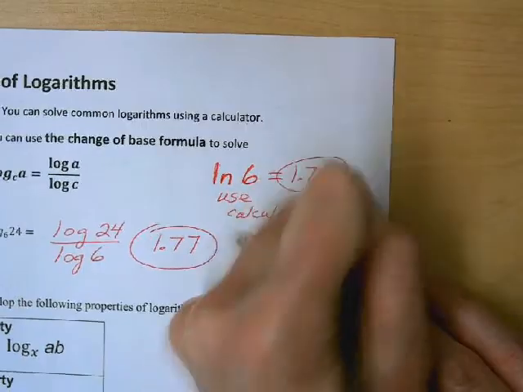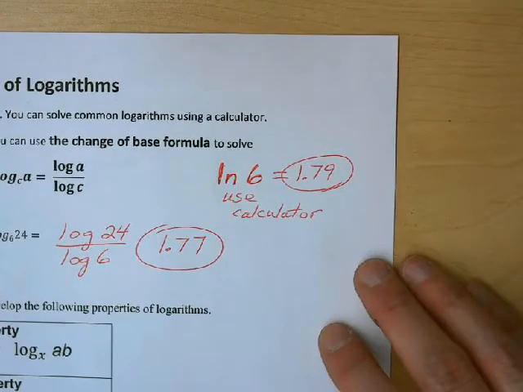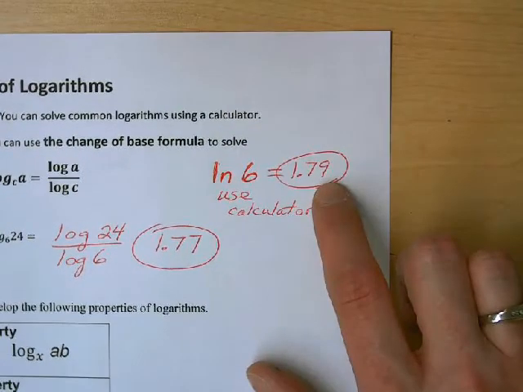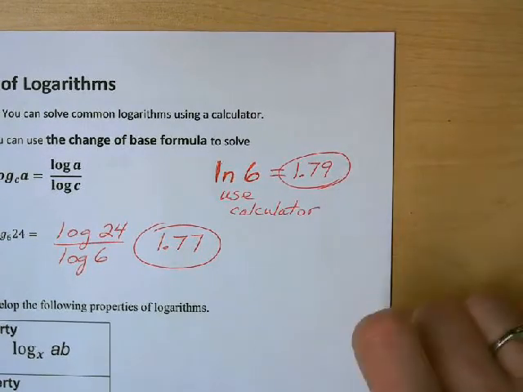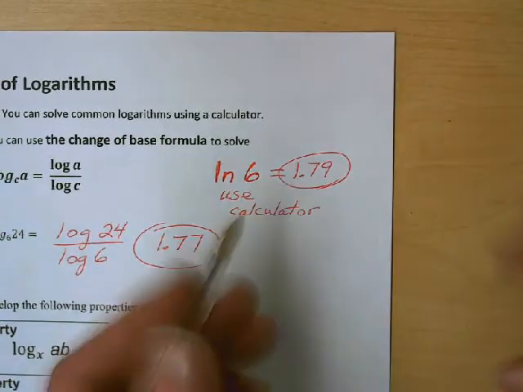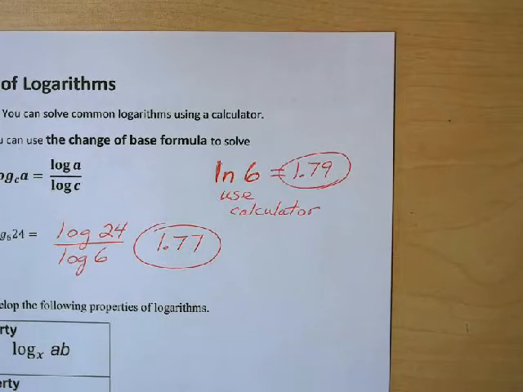1.79. It means the number e, which is 2.7, if you took it to this power, you would get 6. It's kind of weird stuff, I know. If it says find the natural log of something, you can just use a calculator.